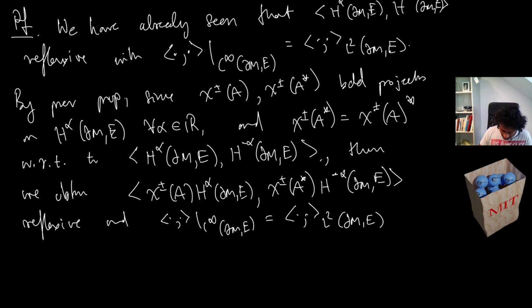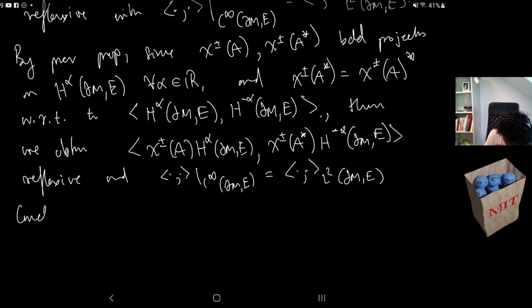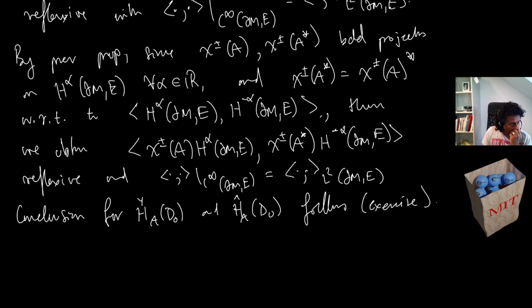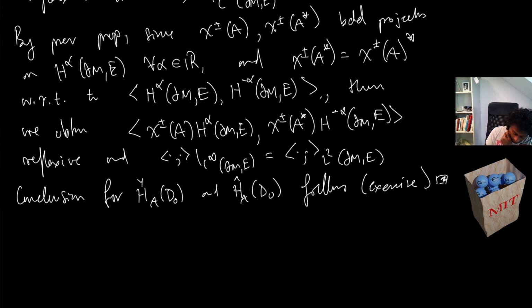Okay, and then the conclusion for H alpha A D naught and H hat A D naught follows. So maybe I'll leave that as an exercise to verify that, right? Okay, so that's one way to prove it quite easily from the pre-existing results.